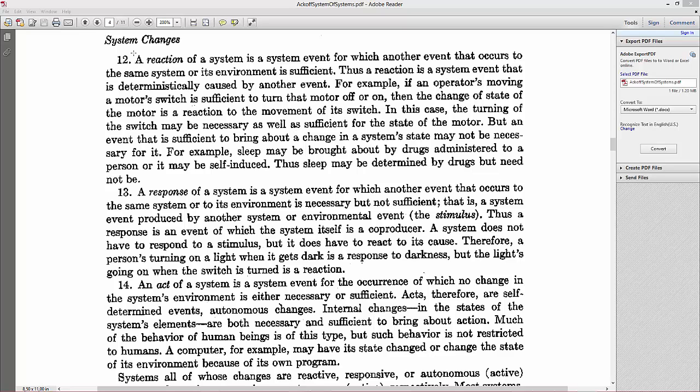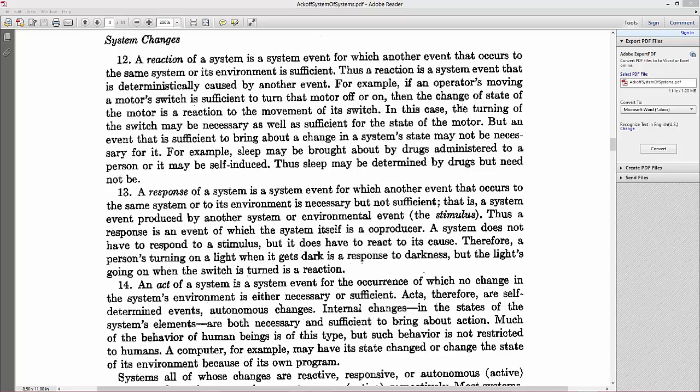Let's start by reading Ackoff's definitions. A reaction of a system is a system event for which another event that occurs to the same system or its environment is sufficient. Thus, a reaction is a system event that is deterministically caused by another event. This is the same as saying that A causes B. For example, if an operator's moving a motor switch is sufficient to turn that motor off or on, then the change of state of the motor is a reaction to the movement of its switch.